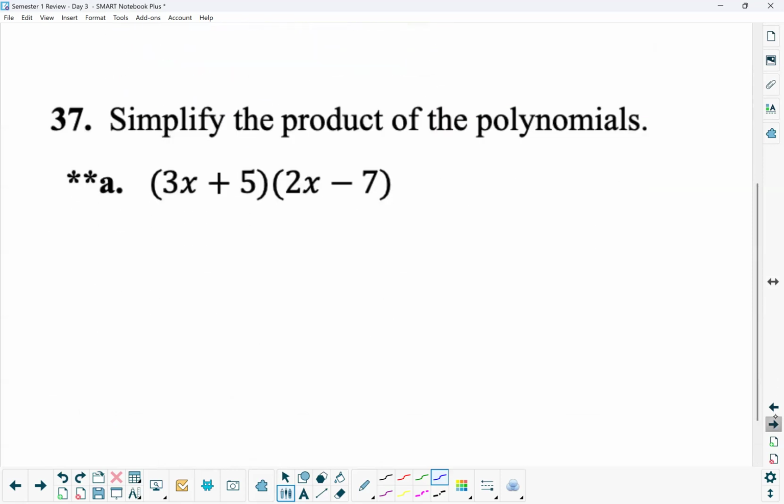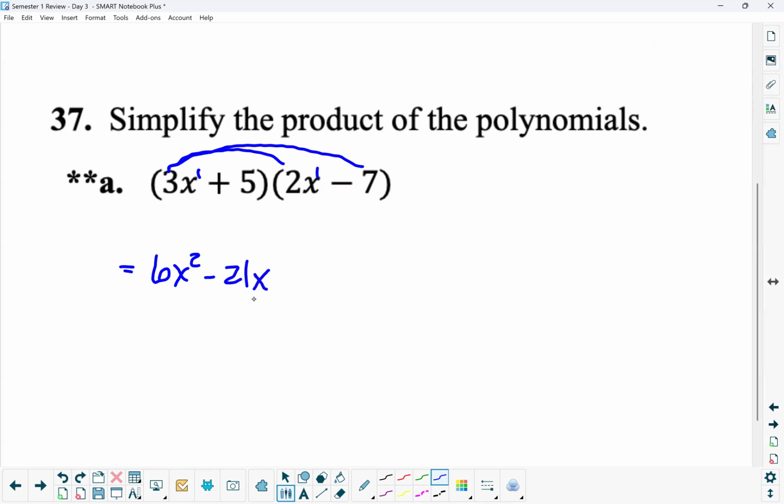Here I have a binomial times a binomial. I'm going to use the FOIL method on this one. FOIL stands for first. So 3x times 2x. 3 times 2 is 6. X to the first times x to the first is x squared. Then the outer, 3x times minus 7. 3 times negative 7 is negative 21.